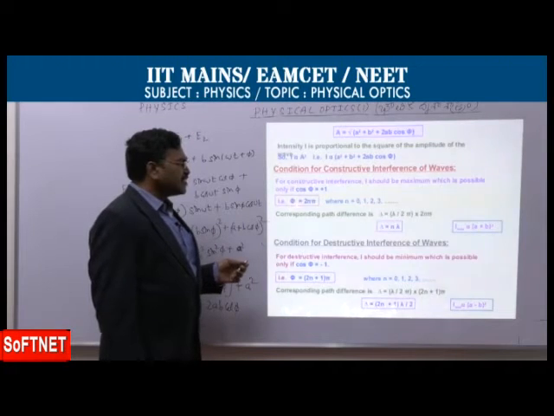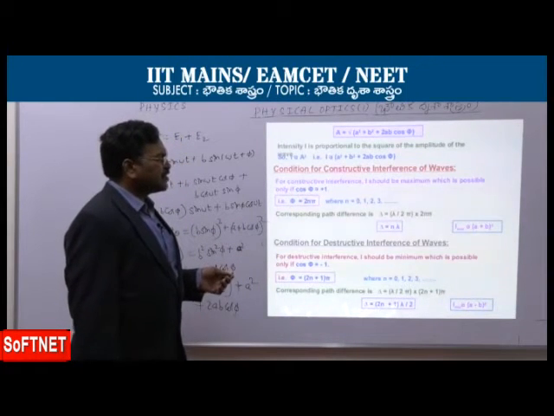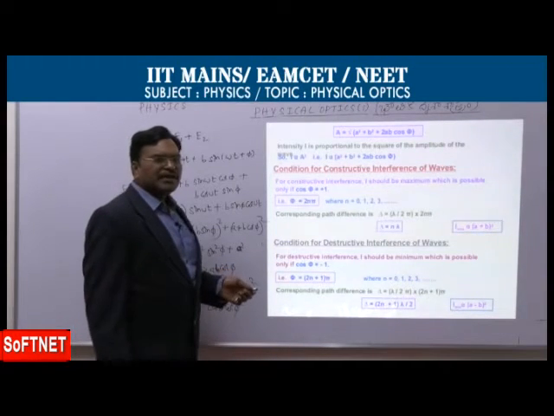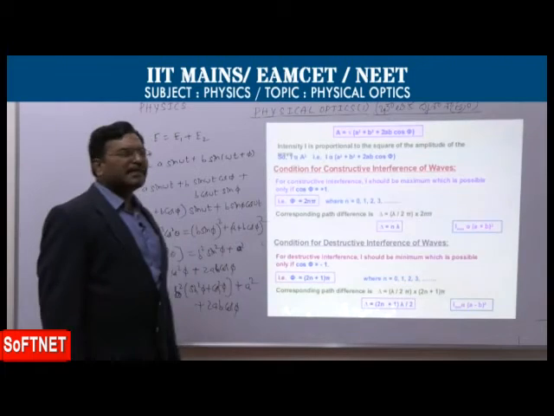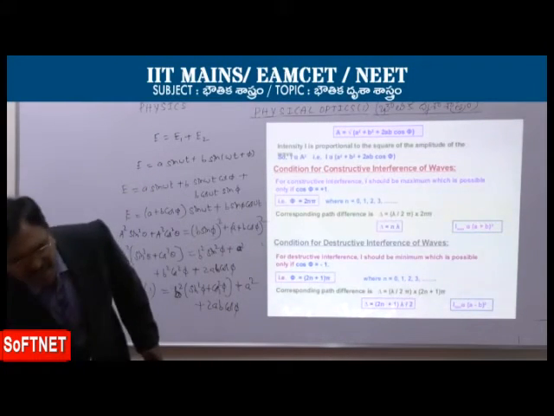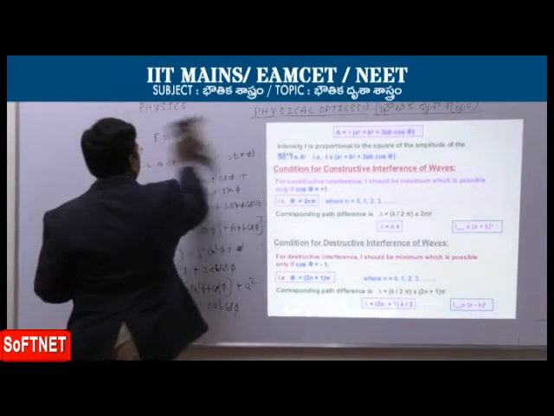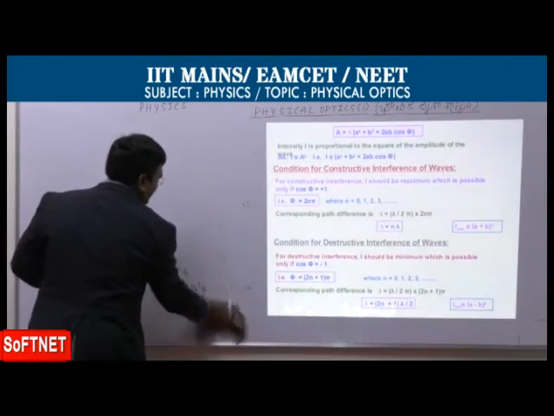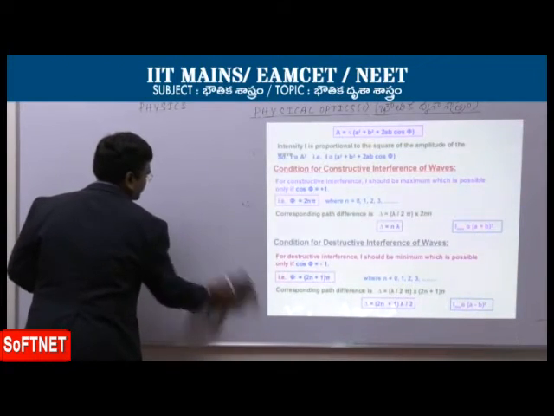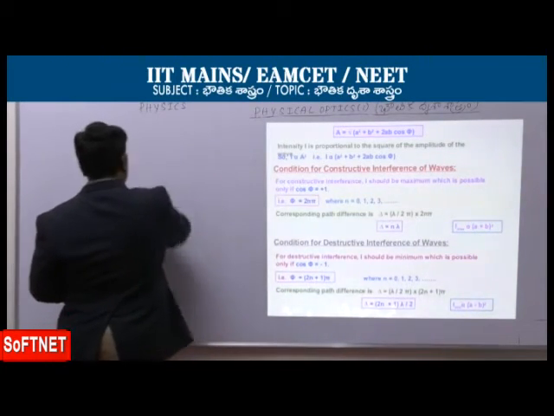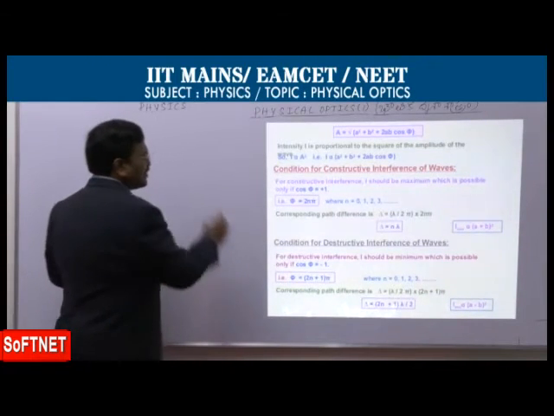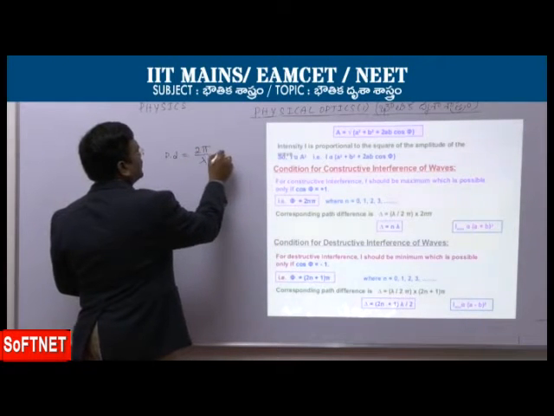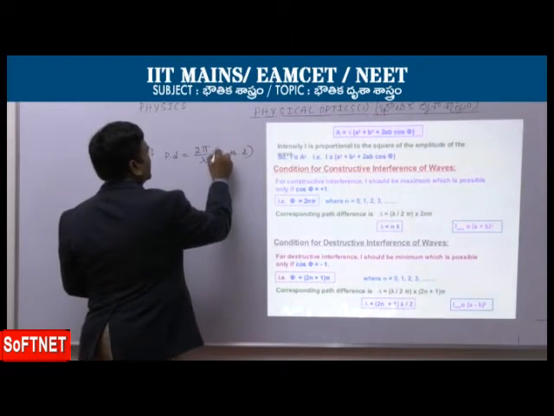So what is the phase difference here? The phase difference is 2nπ, where n is 0, 1, 2, 3 and so on. For the corresponding path difference, you know the relation from waves that you already studied: phase difference is equal to 2π by λ into path difference.